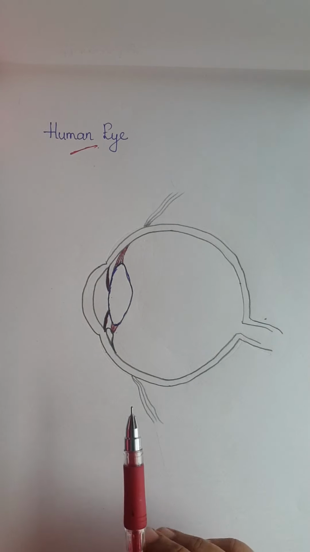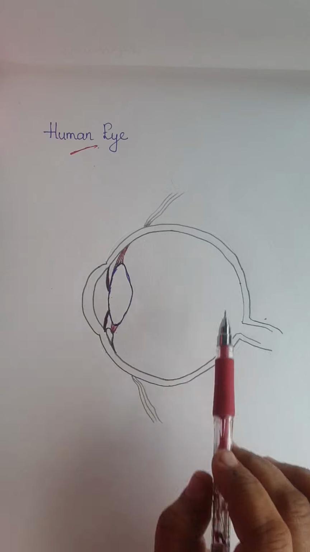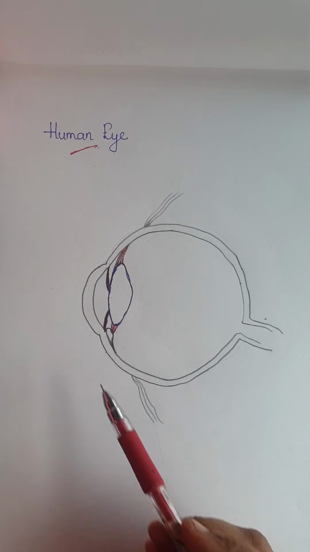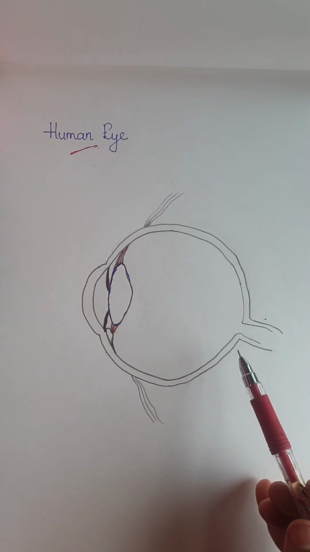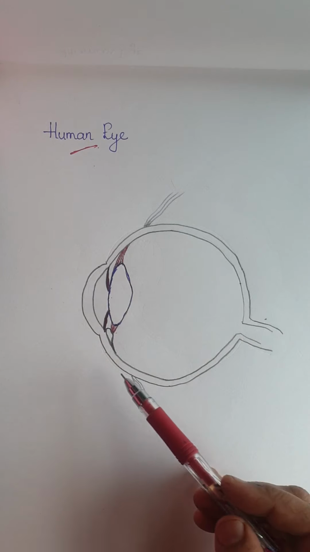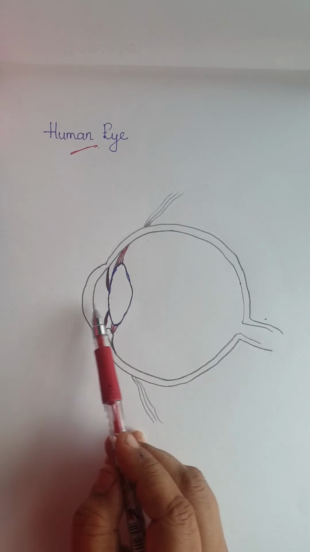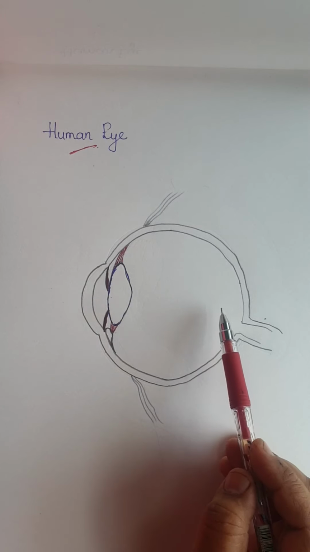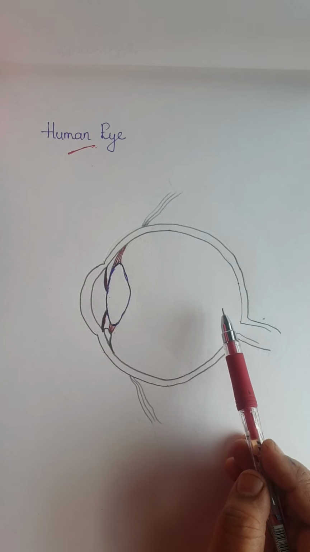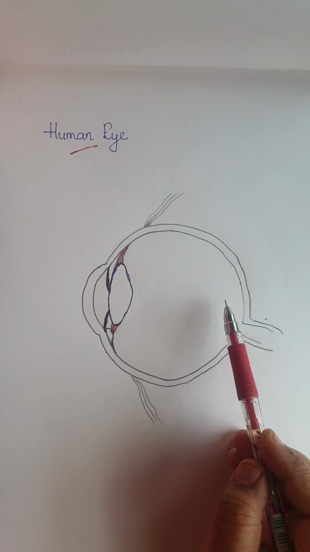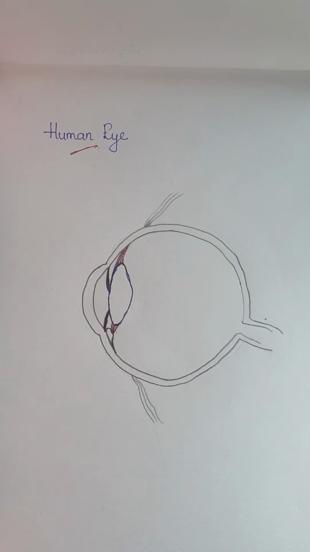What is the shape of the human eye, children? It is spherical in shape, right? This is the eyeball. It is spherical in shape, and the diameter of the eyeball is 2.3 centimeter. What is the diameter, children? 2.3 centimeter.